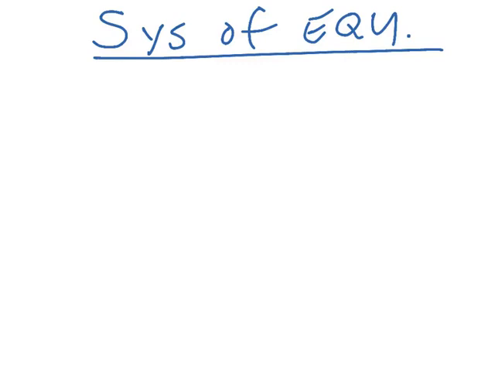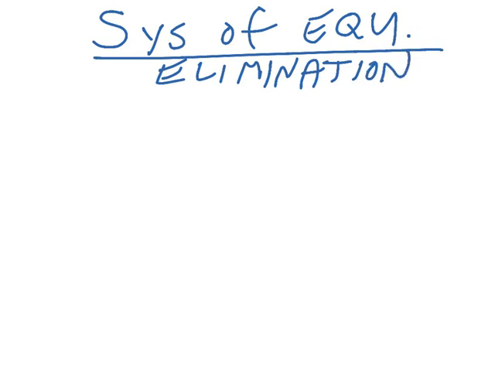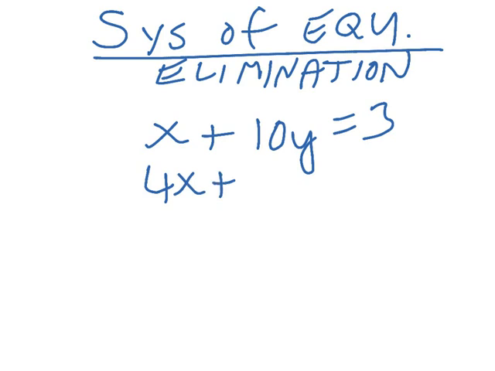Okay, now we're going to look at the third method of solving systems of equations, and this process is called elimination. And what that implies is that you have to eliminate one of the variables in order to solve for the other. So let's look at these two expressions. x plus 10y is equal to 3, and 4x plus 5y is equal to 5.